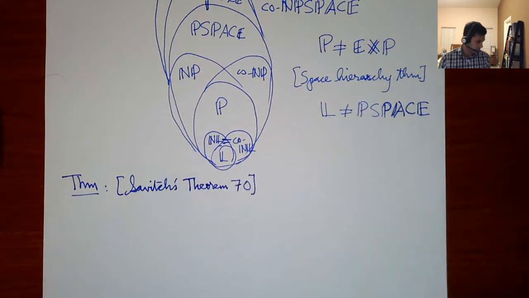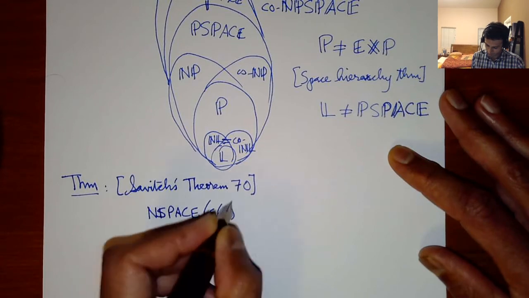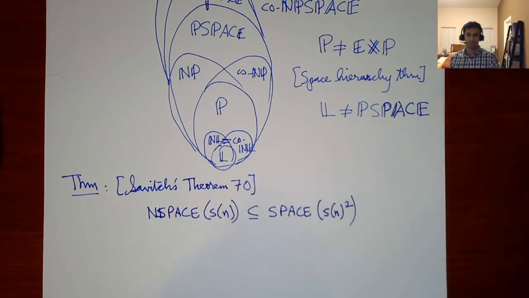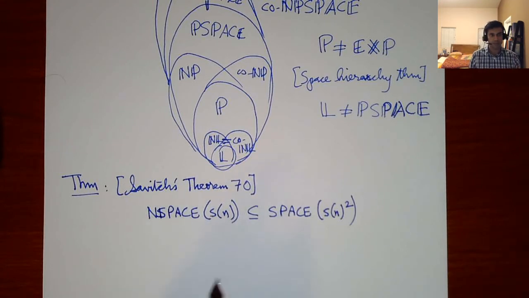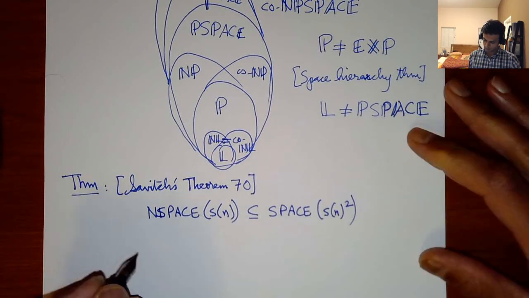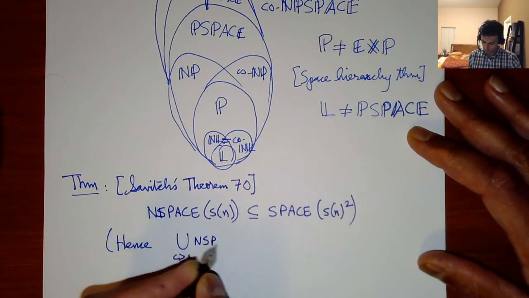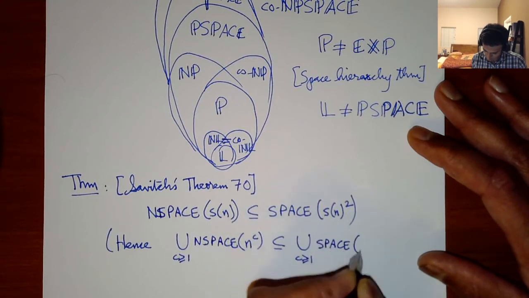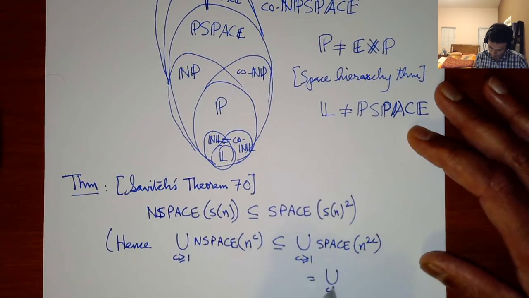It's an old theorem from 1970. It says NSPACE of S of n is contained in deterministic SPACE of S of n squared. So it says that non-deterministic space can be simulated with deterministic space with just a quadratic blow-up. And hence the union over C greater than 1 of NSPACE of n to the C is a subset of the union of SPACE of n to the C. Technically you can think of it as n to the 2C, but this is the same thing.